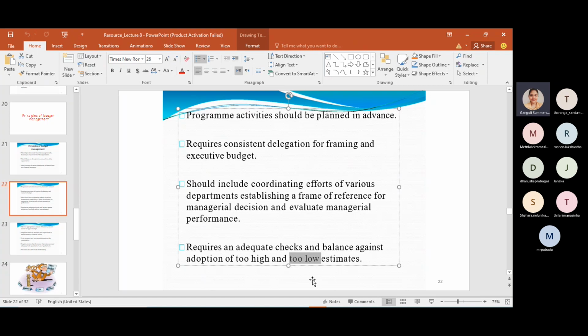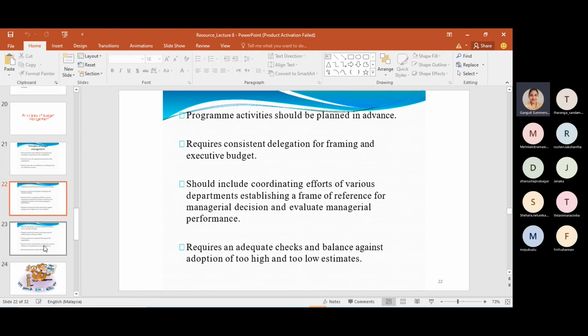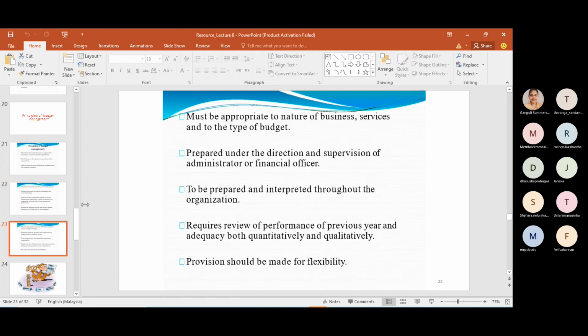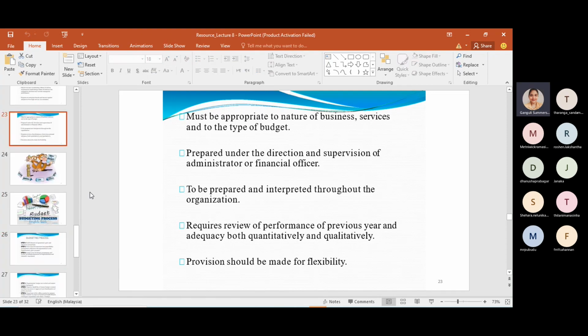Okay, so once we make a budget, this budget should be adequately checked. This budget should be constantly checked to see whether there are any too high estimates or any too low estimates. And if there are, these estimates should be corrected. Okay, so that is another main principle of budget management.